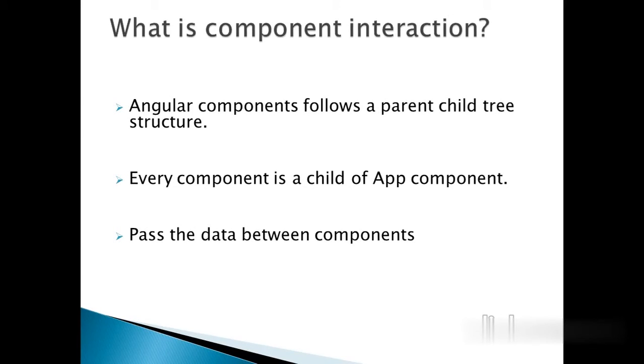What is meant by component interaction? So component interaction means passing the data between components, from parent to child or child to parent or between the siblings. That is basically component interaction.